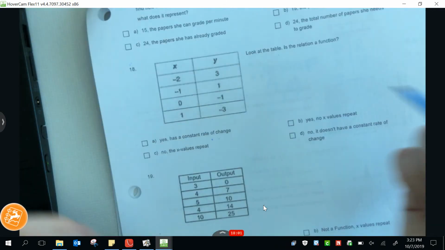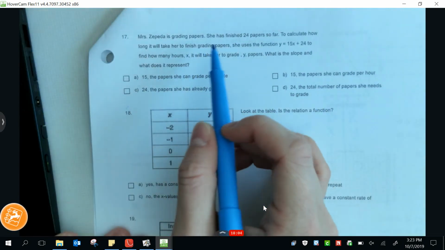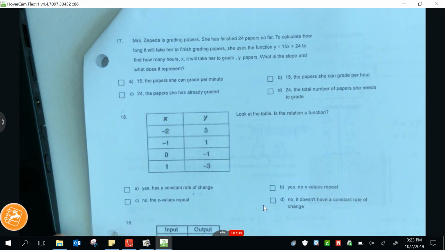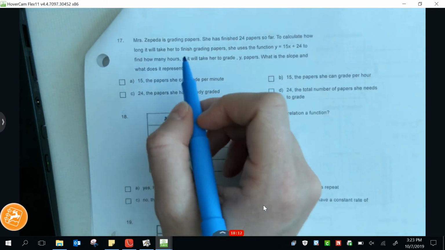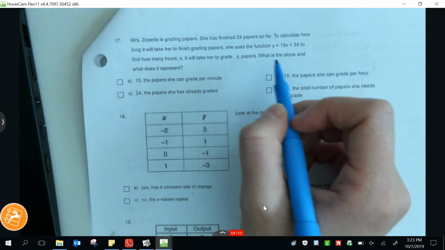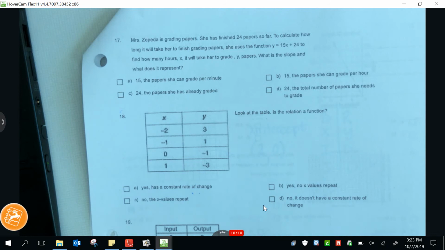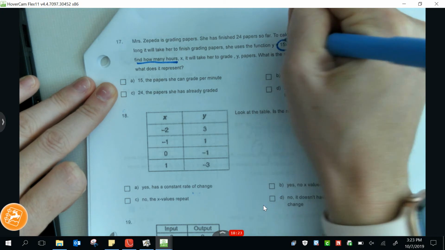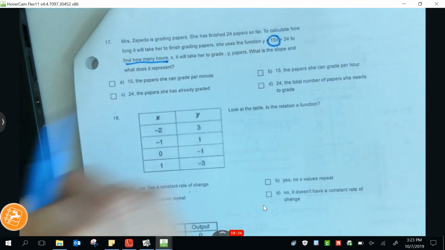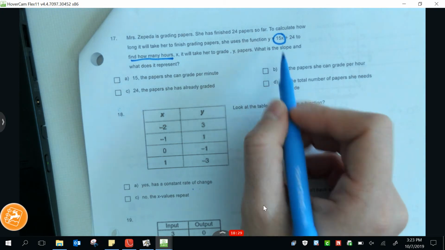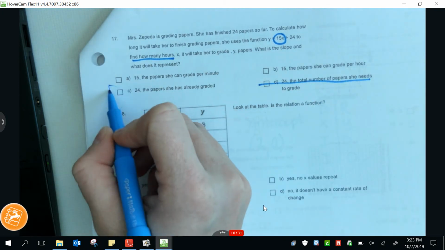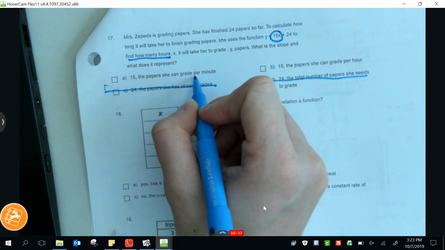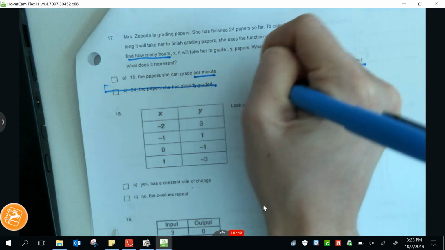All right, number 17. Miss Cepeda is grading papers. She has finished 24 papers so far. To calculate how long it will take her to finish grading papers, she uses this function to find how many hours x it will take her to grade y papers. What is the slope and what does it represent? Okay, so x represents how many hours. So I'm looking at a slope of 15. So 15 is my slope, which means that's out and that's out. And it represents how many hours. Well, this one says minutes. We need the one that says hours. So B.